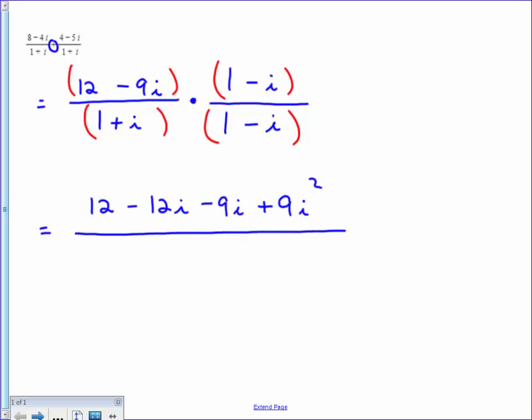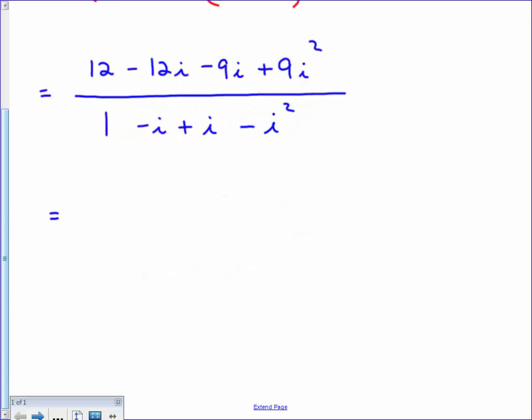Do the same thing on the bottom. 1 times 1 is 1. 1 times negative i is negative i, times positive 1 is positive i. And then i times negative i is negative i squared. For problems when you're dividing complex values, you should always expect the i's in the denominator to disappear. And so on this step, if that does not happen, then you know something is wrong.